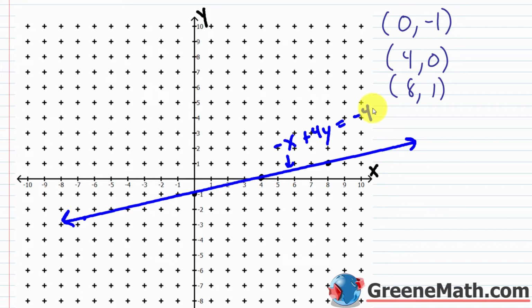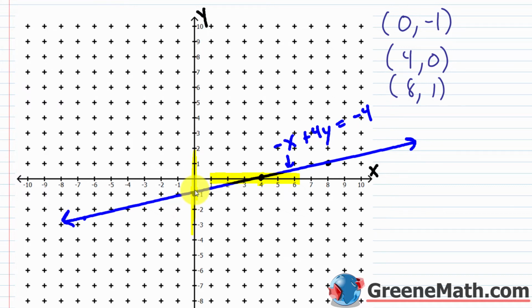And again, I just want to call your attention to this one more time, where y is 0 at the location 4, 0. This is the x-intercept. This is where we cross the x-axis. Okay, where x is 0, which is 0, negative 1, this is the y-intercept. This is where we cross that y-axis right there. Okay, so again, the x-intercept, the y-intercept, two very important concepts for you to get down, something you need to know right away.